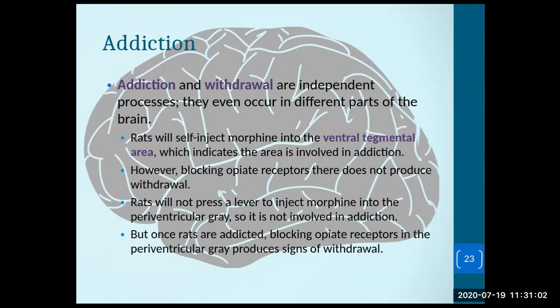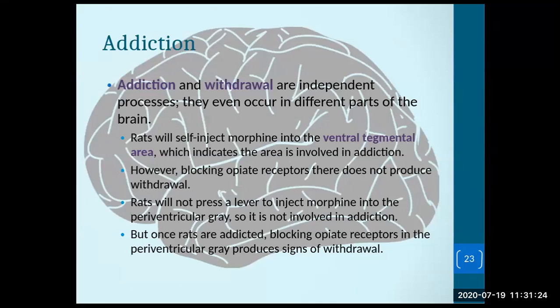And when they do that, remember, morphine being an opiate gives you that analgesic feeling. It gives you that pain relief. Rats will keep injecting. They'll keep pushing the lever to inject more morphine into that area, basically until they pass out. So this indicates that this area is very, very much involved in addiction.